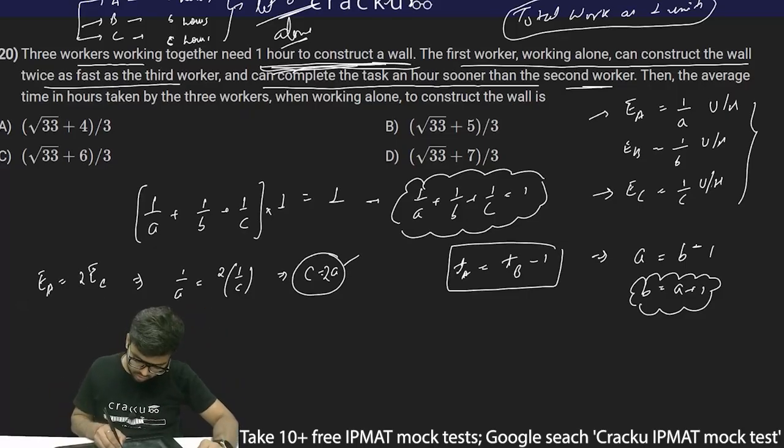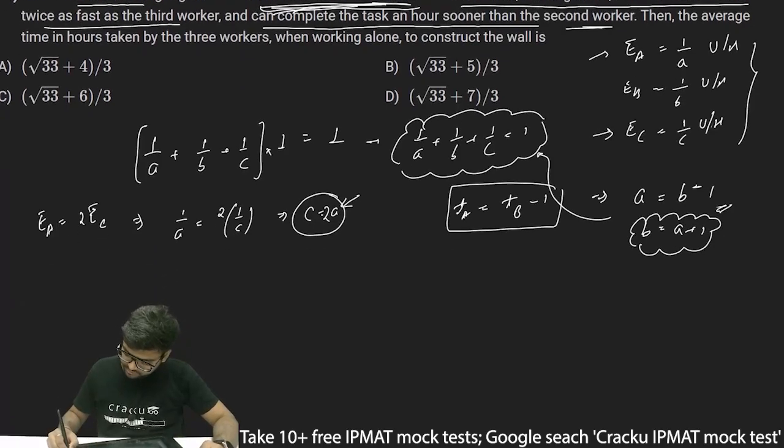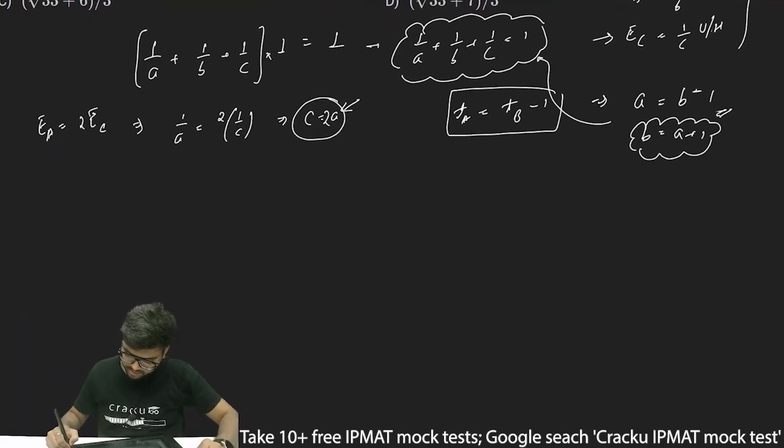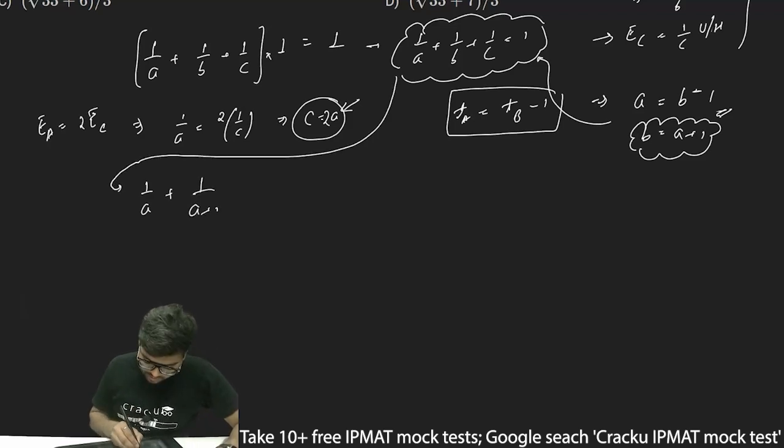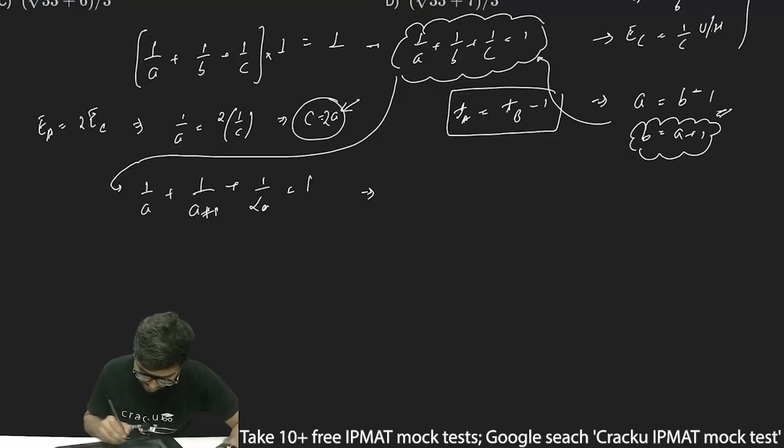So C is equal to 2A and B is equal to A plus 1. What I can do, I can put it in this equation. So thus I'll get 1 upon A plus 1 upon A plus 1, plus 1 upon C, where C is 2A, so 1 upon 2A. This should be equal to 1. This I can write as 1 upon A plus 1 upon A plus 1 plus 1 upon 2A.